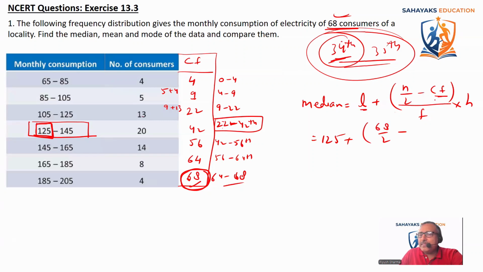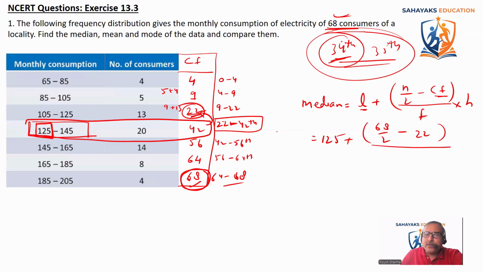When we say CF, it is the cumulative frequency of the previous class. So what is the cumulative frequency of the previous class? The cumulative frequency of the previous class is 22. So we'll say 22, divided by F.